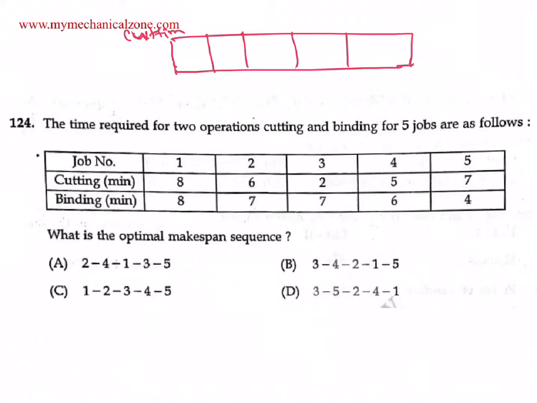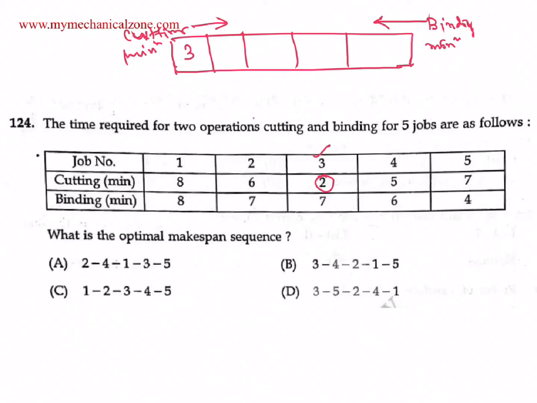And from this side it's binding. Both sides, minimum first you have to check. Here also minimum. So cutting side minimum, first which one is the least one, this one. 2 is minimum. So 2 in cutting side. So job number is 3. So 3 you put in cutting side.